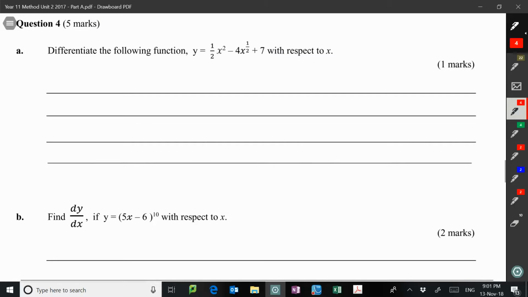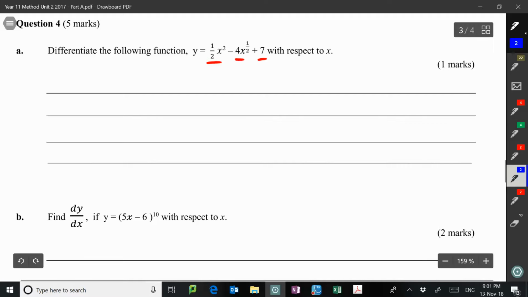Question 4. Differentiate the following function with respect to x. Now, the nice thing is it's all in powers, so don't get scared, okay? Don't get scared by all the fractions and whatnot. It's the same drill. You guys did really well on this one. It's just sometimes I put a fraction in, like most of you guys got this one wrong.